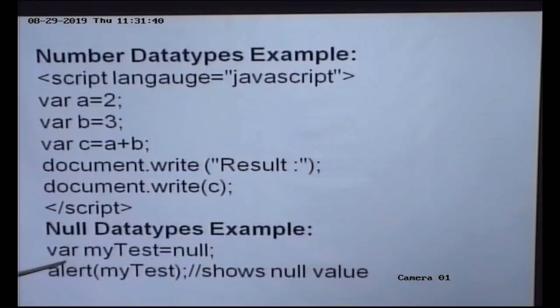Okay, suppose you define the variable my test is equal to 0. If you call the alert method with my test, it will display 0. So now 0 becomes a calculable value, but here you are using null. So null will be displayed, but with the help of null nothing can be processed in JavaScript.